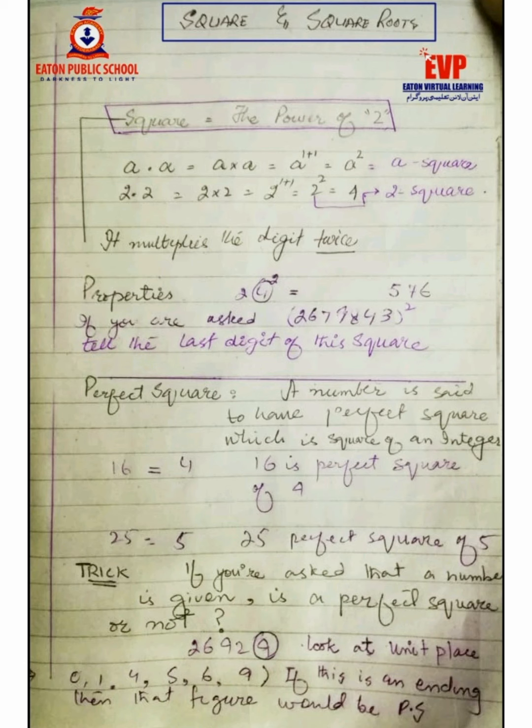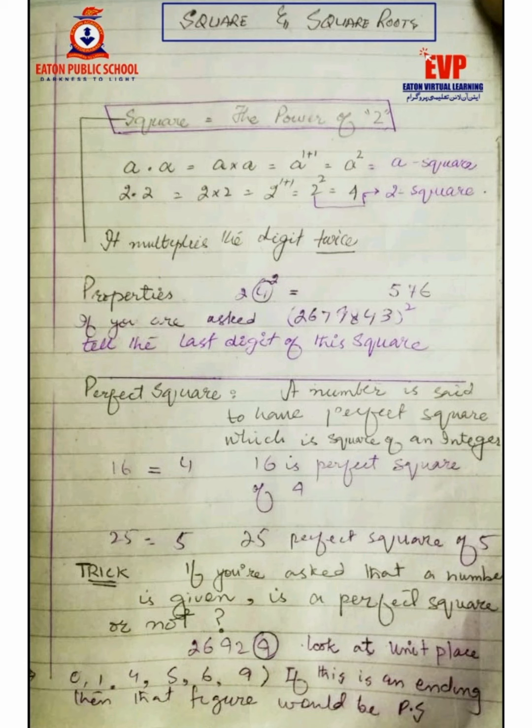For example, if the last digit of that particular number is 4, we know that 4 gives you the square of 16. So 16 means the last digit of that square would be 6. Is that clear? Let me tell you another property.